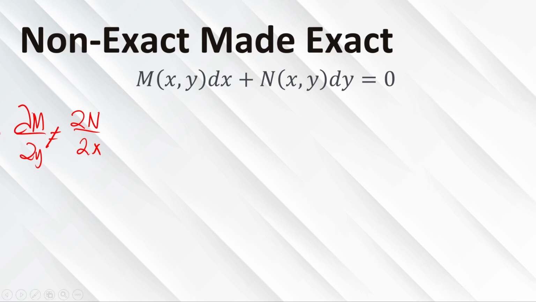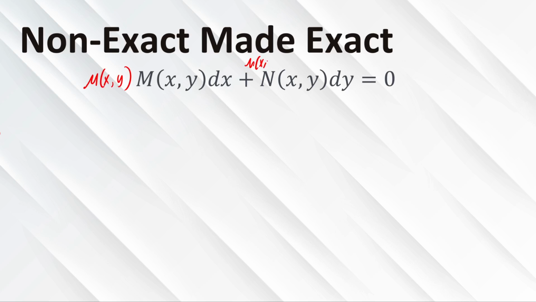Or ibig sabihin, paano kung hindi exact yung ating equation? So, if that's the case, kailangan natin siyang gawing exact. And how do we do that? By using integrating factors pa rin. Kapag mag-multiply tayo ng tawagin nating mu dito, which is a function of x and y, pwede tayong mag-multiply ng mu. Yung mu na ito yung tinatawag nating integrating factor para lang maging exact itong equation na to.